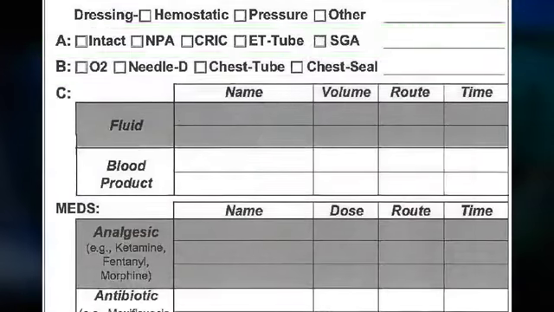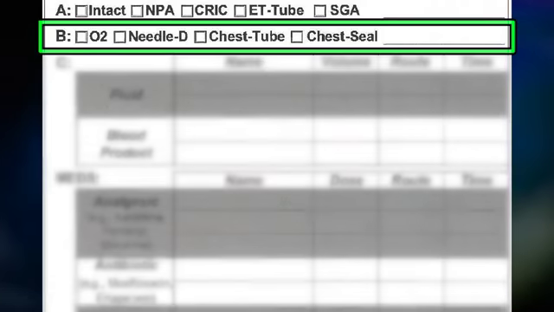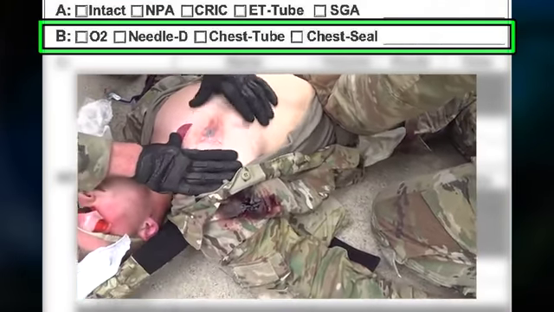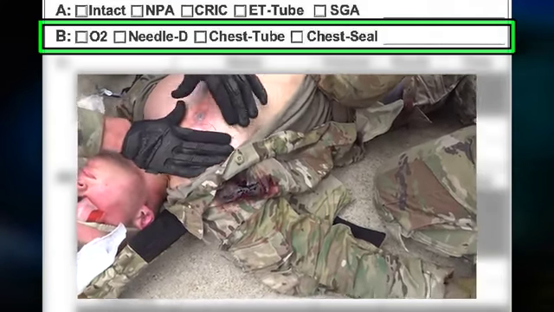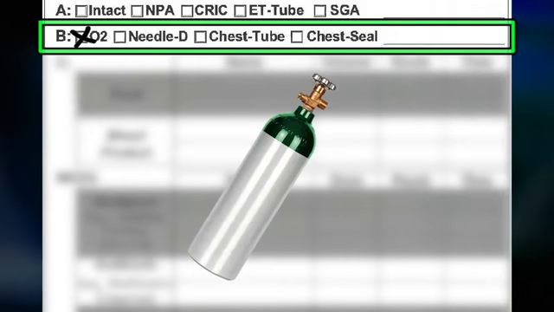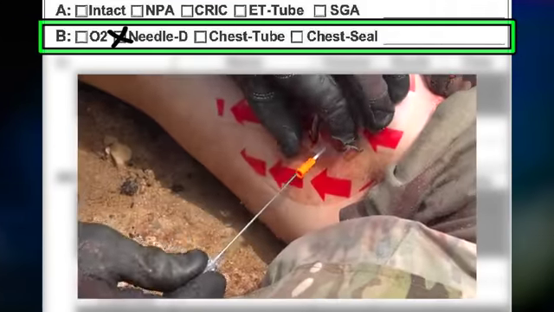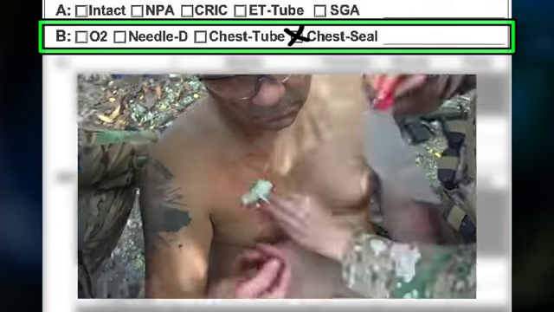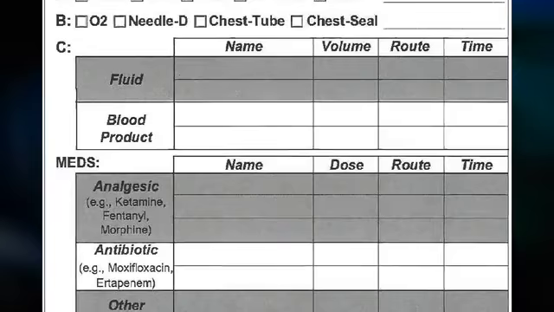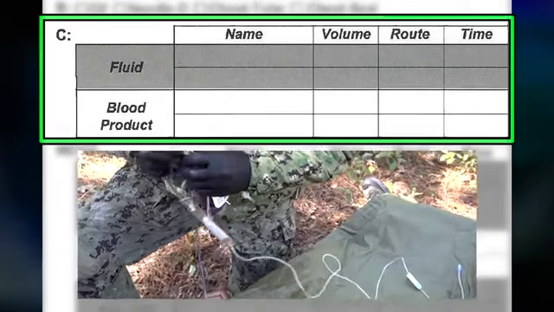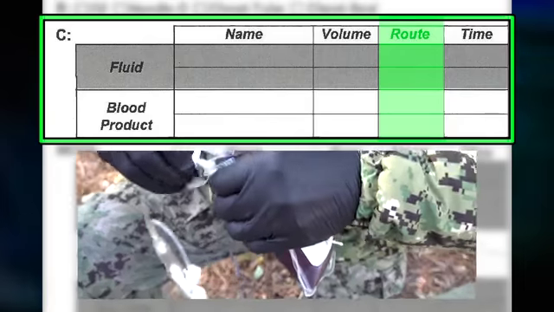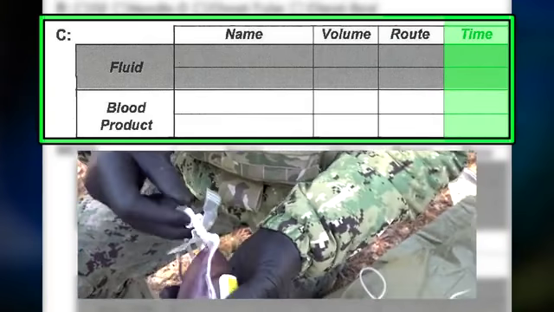The following line, the B, is for treatments that help maintain breathing or respirations, and if applicable, document any interventions and the devices used. This would include O2, oxygen administration, needle D, needle decompression of the chest, tube placement, and chest seal application. And the next line, the second C, is for circulation, where you document the type, volume, route, and time of any fluids or blood products given.